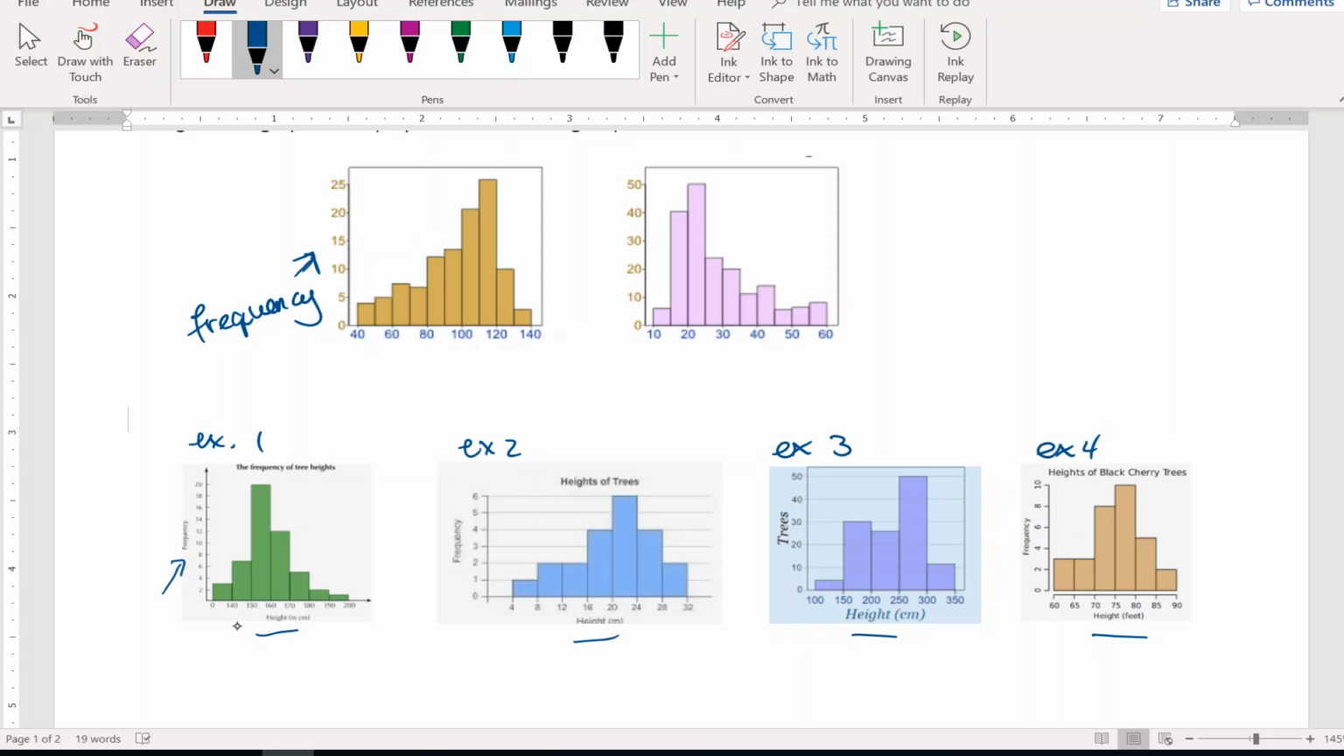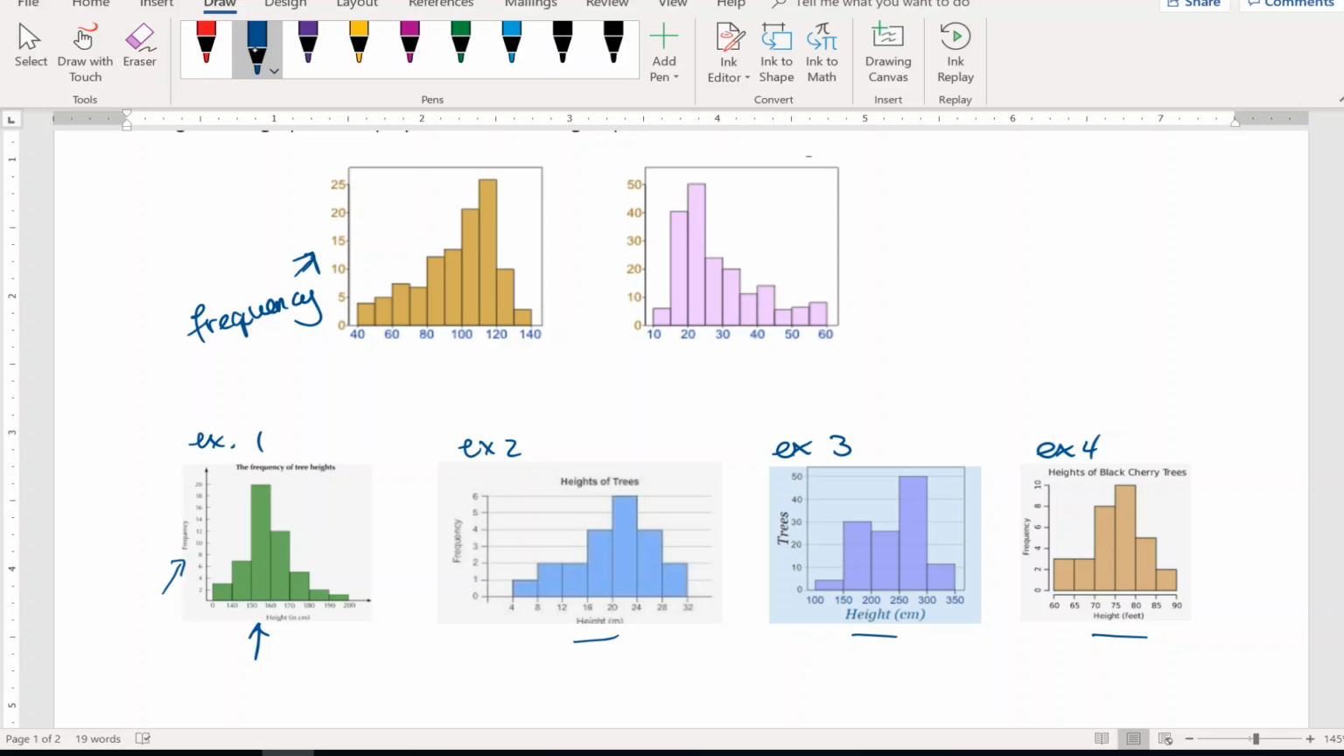Now you'll notice on this first example here, the heights of the trees all seem to be hovering around 150 to 160. So there's a tendency for the tree height to be around here. If we look at example 2, this is in meters. Now here our graph is a little more to the right, and it seems that there's a greater number of trees that hover between 20 and 24.